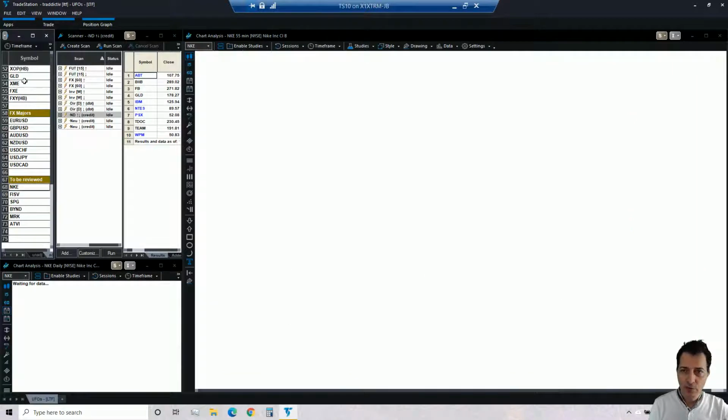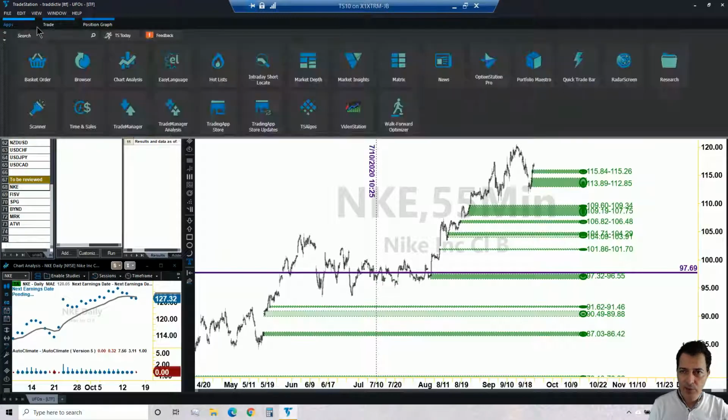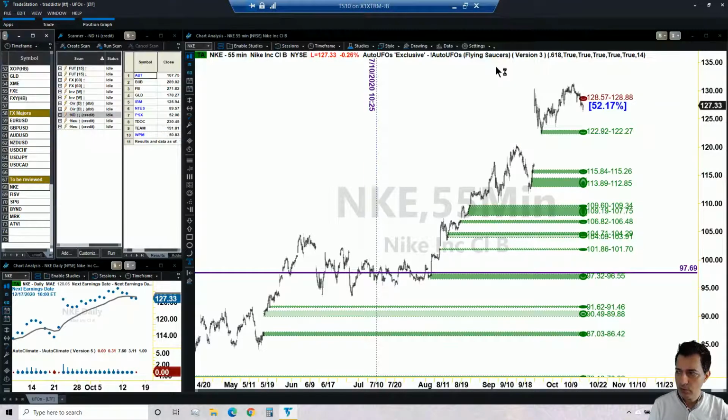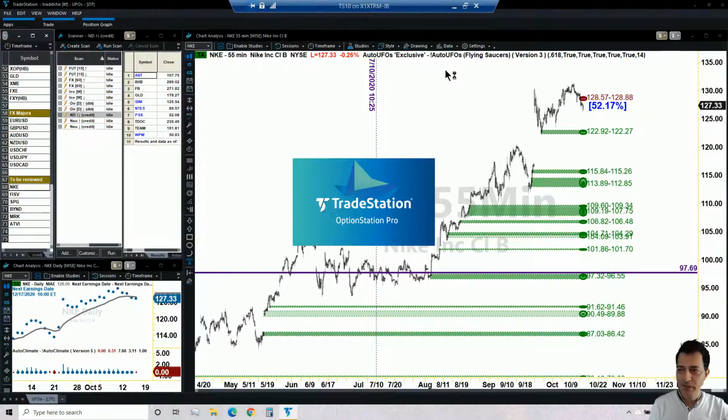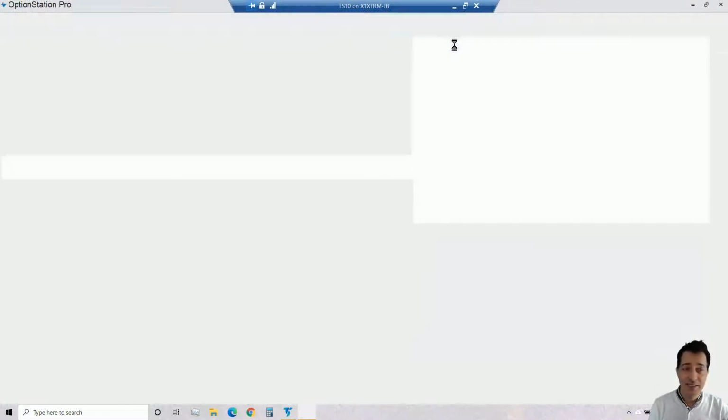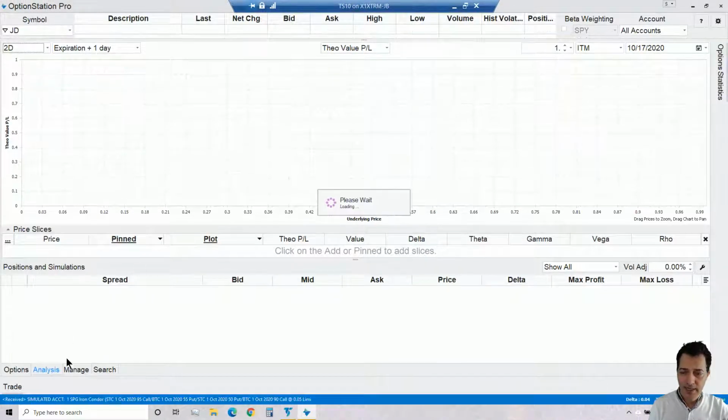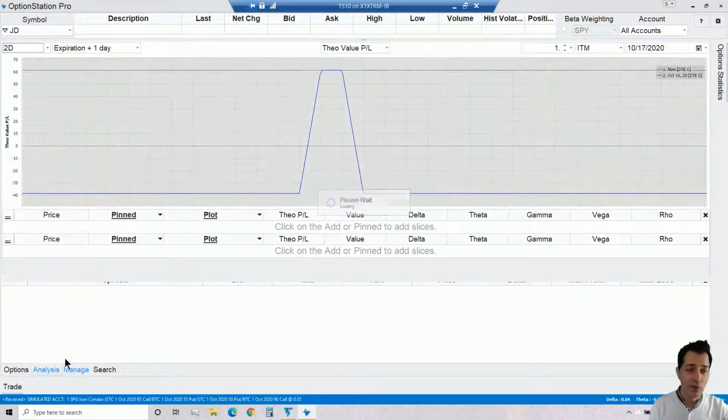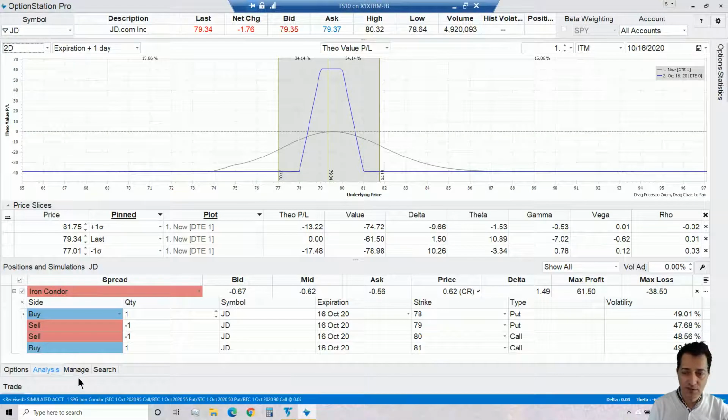So let me review Nike. Also, I would like to load Option Station Pro. This is a trade I've been commenting on since July 10. And this is probably the worst trade of the whole year, because it's one trade that went all the way against us. But again, it's a great example to show first what portfolio diversification means and does for us.